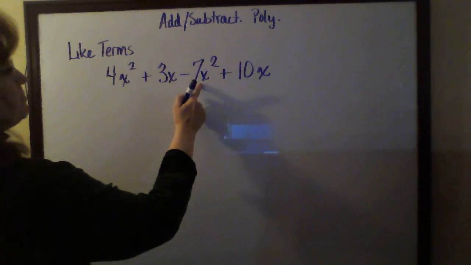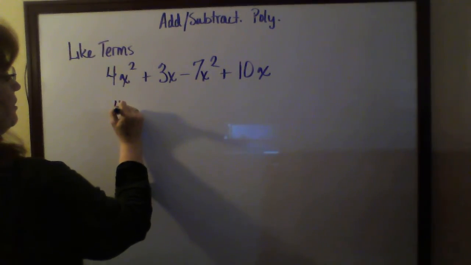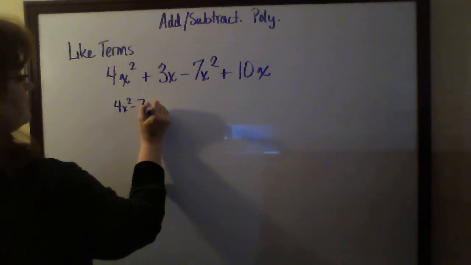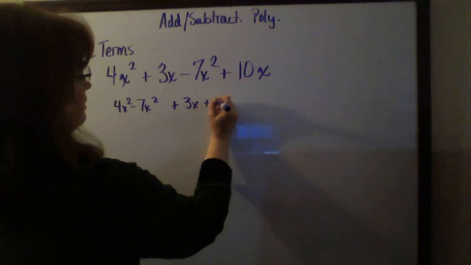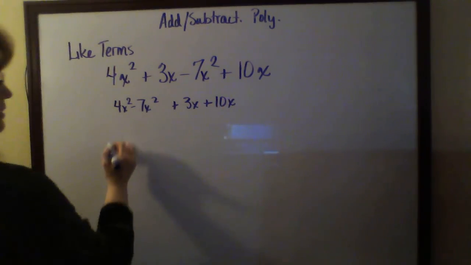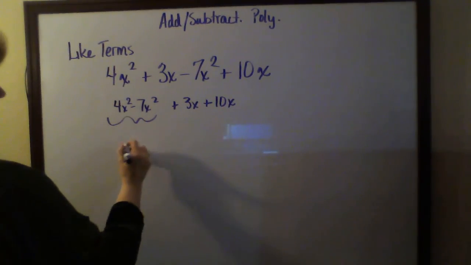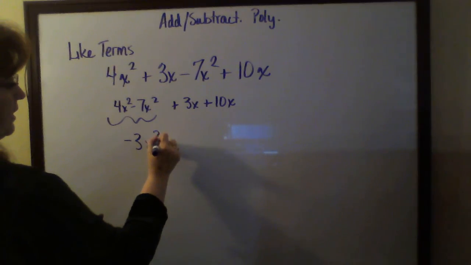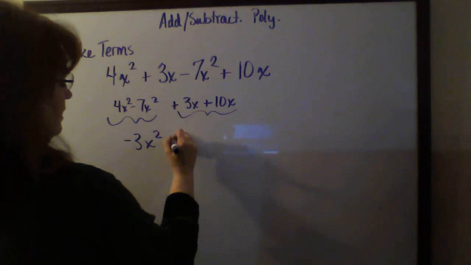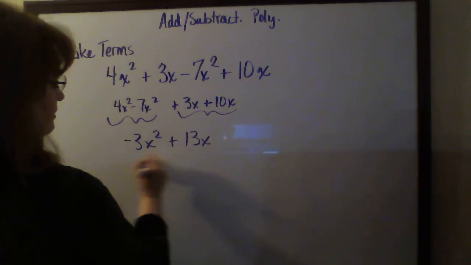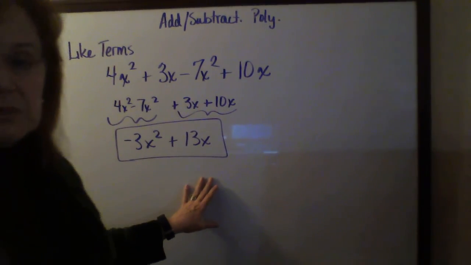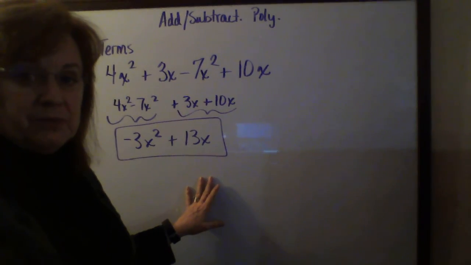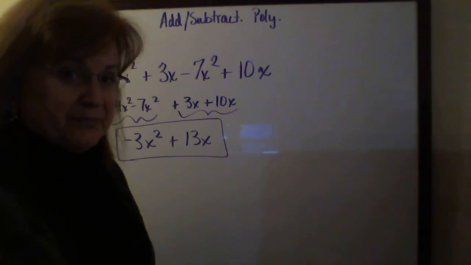So 4x squared minus 7x squared, here's your mental step. This is what you're doing, is combining these two, and then we're going to combine the other two like terms. So 4 minus 7 is -3x squared, and then 3x plus 10x, of course, is 13x. You can't go any further because these are not like terms, even though they have the same variable, right?